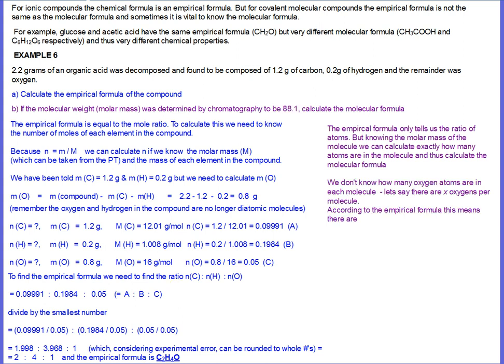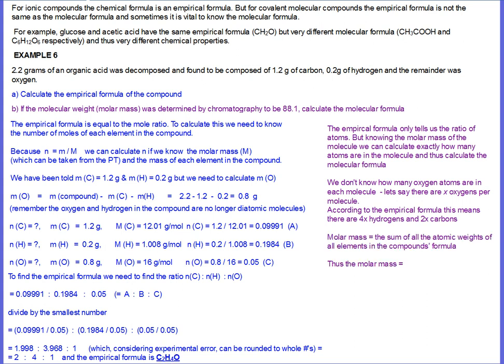We don't know how many oxygens there are in the molecule. So we can't pretend right now we know the exact molecular formula, but we can have a little guess. We can use algebra to figure this out. We don't know how many oxygens there are in this molecule, but let's just say there's x oxygen atoms in every molecule. And according to the empirical formula, knowing the ratio is 2 to 4 to 1, there must be 4x hydrogens and 2x carbons in the molecule.